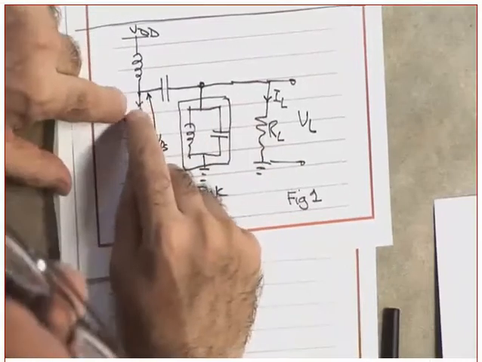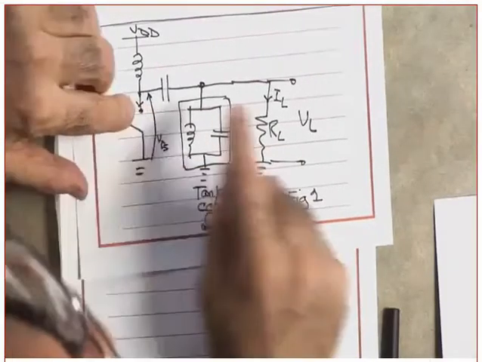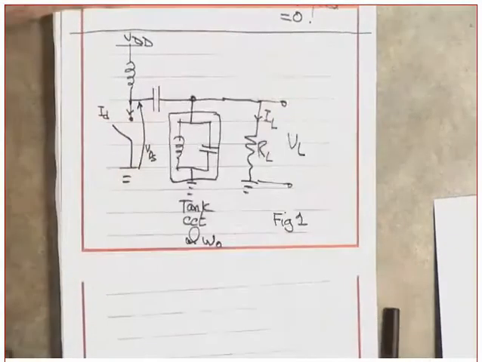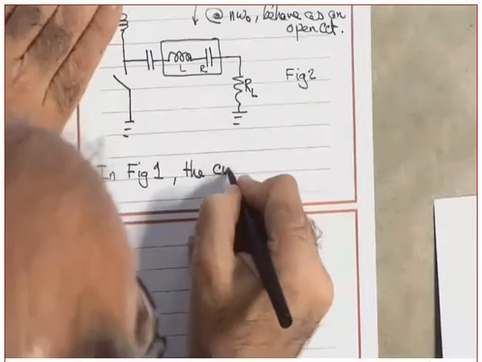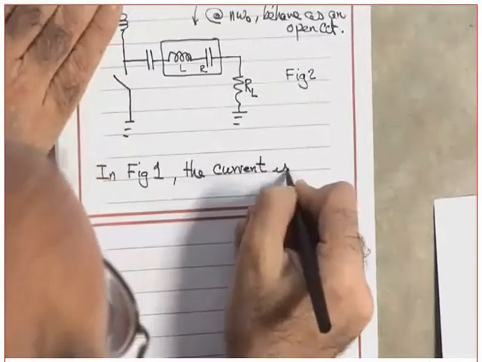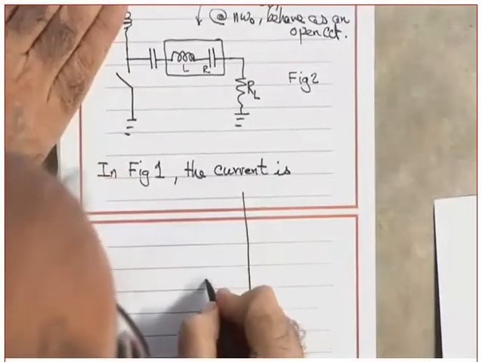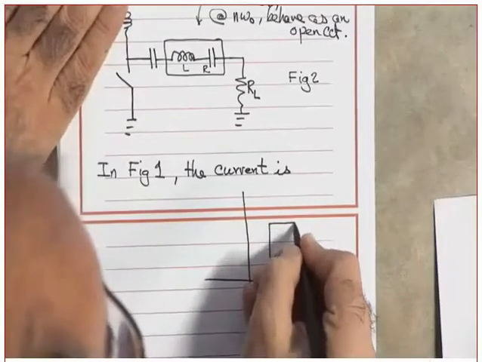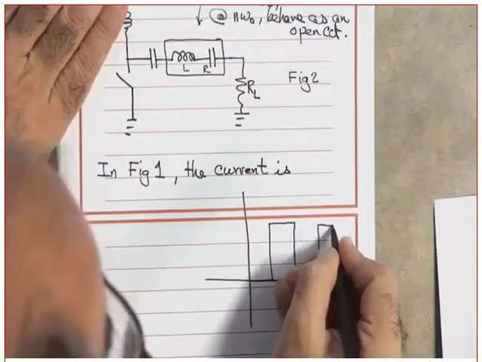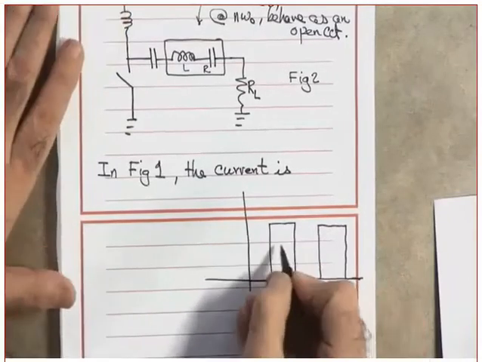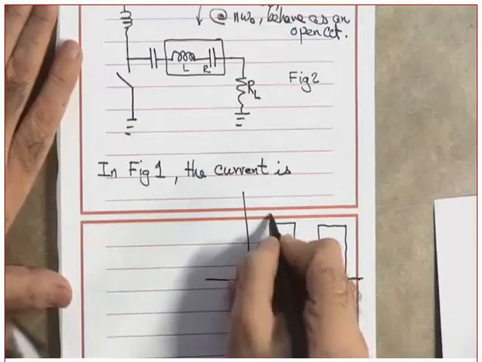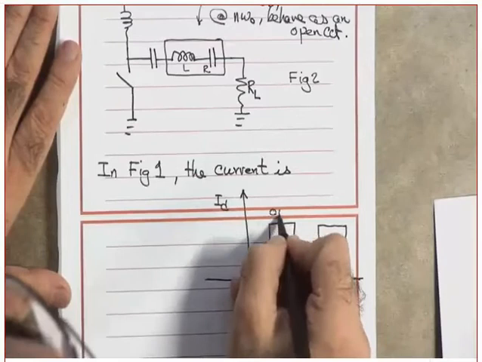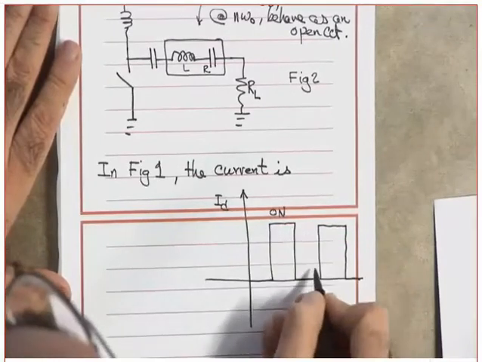This is the ID here. What does the ID look like when this switch closes and opens? So the ID will look like the current. What is this here? This is the current ID. And what is this? On. And this one is what? Off.